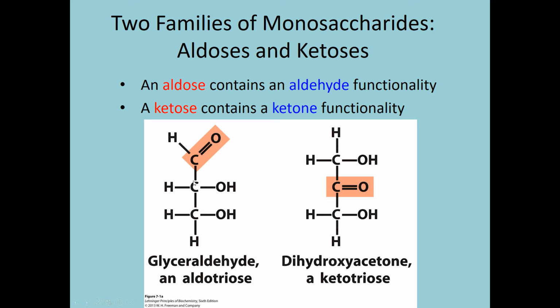This is the most simplistic aldose that we have with the 3 carbons. This is glyceraldehyde. You can see this is the aldehyde function on the end at the number 1 carbon. The most simplistic of our ketoses is shown here. This is dihydroxyacetone. You can see this at number 2 carbon here in the center. This is your ketone group.